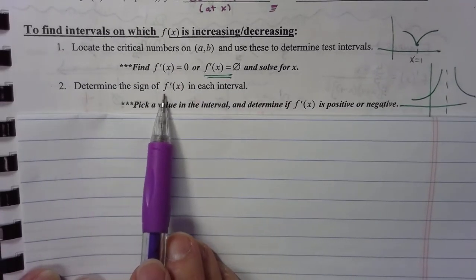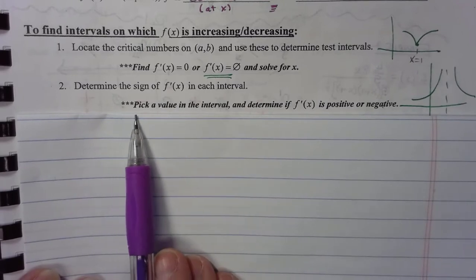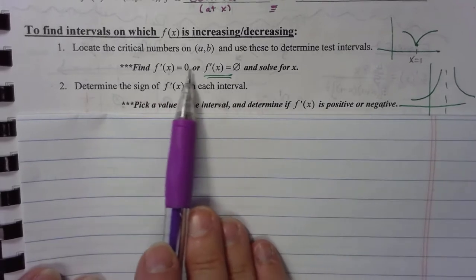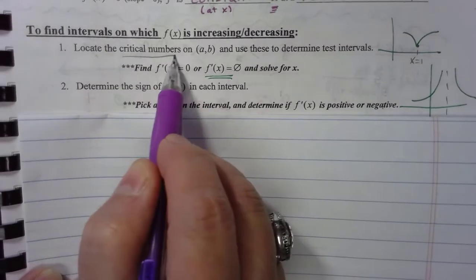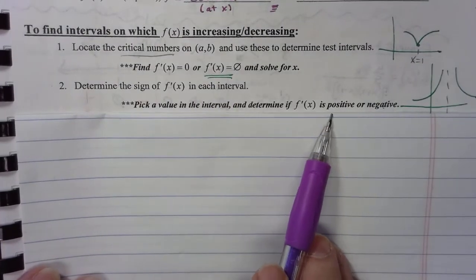Determine the sign of f prime in each interval. So we're going to pick a value in the interval that is created by our critical numbers and determine if f prime is positive or negative.